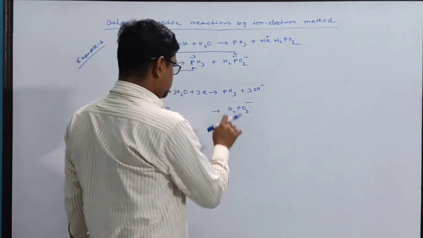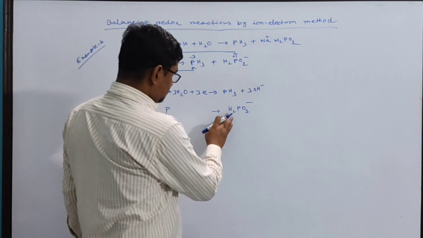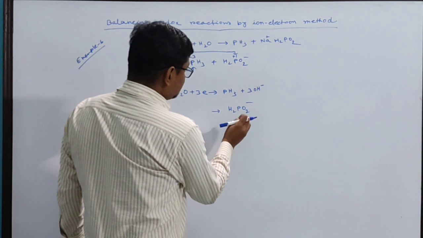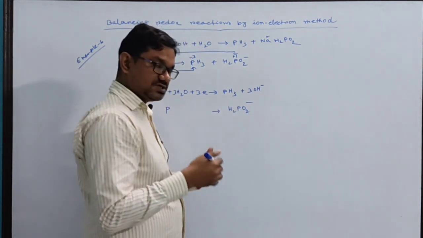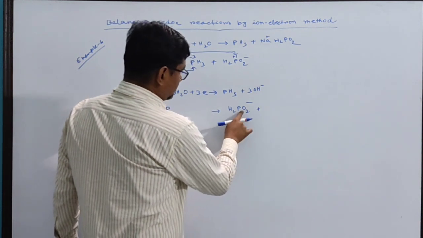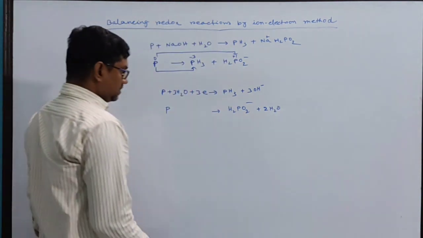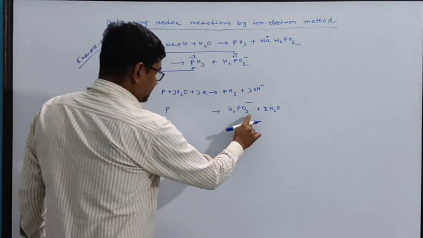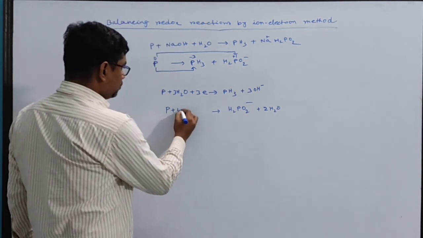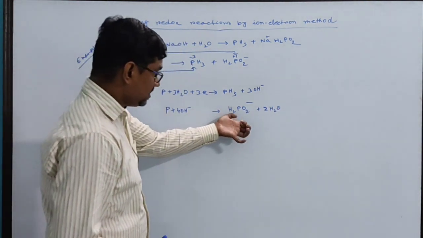2 oxygen atoms and 2 hydrogens are extra in the right hand side. Let's first balance the oxygen atoms and forget about hydrogen. We'll take care of it later. Now for balancing oxygen atoms, the side at which the oxygen atoms are extra, we will add the equal number of water molecules. Here 2 oxygen atoms are there, so we will add 2 H2O. Okay, now we are getting 4 hydrogen and 4 oxygen. So if we add 4 OH minus ions, that will balance the oxygen atoms, but 2 hydrogens are extra.